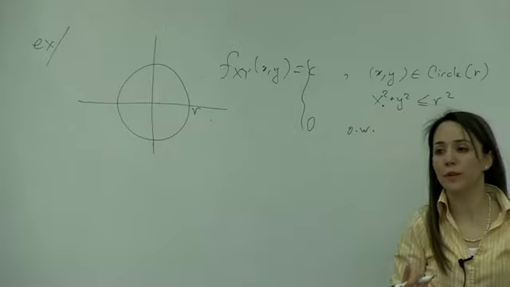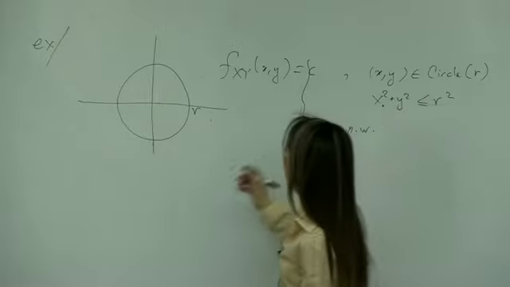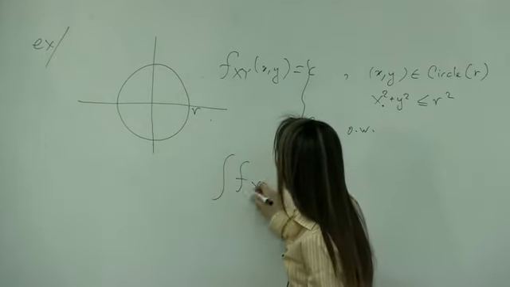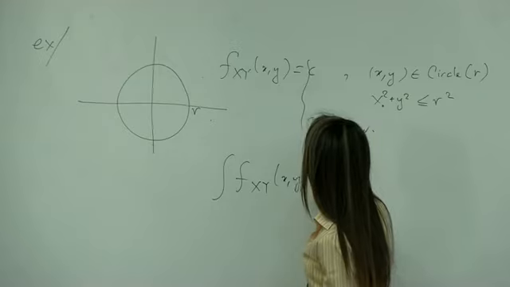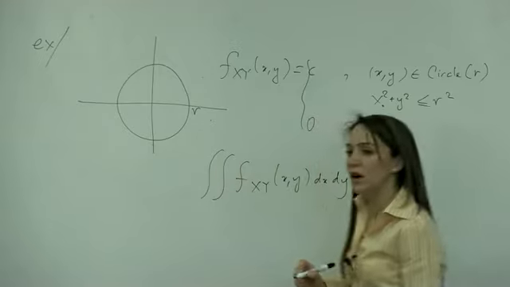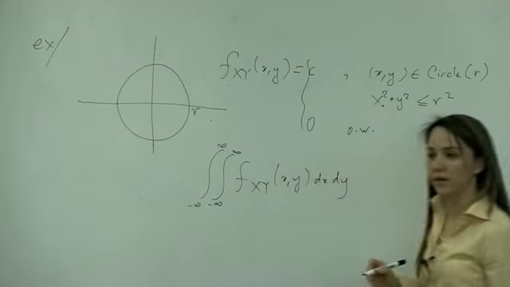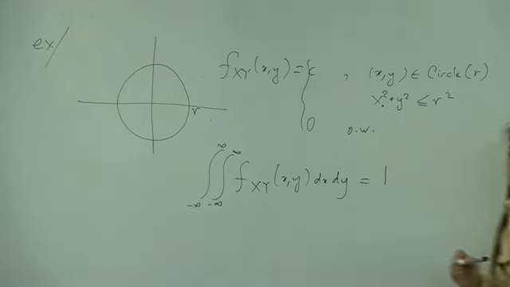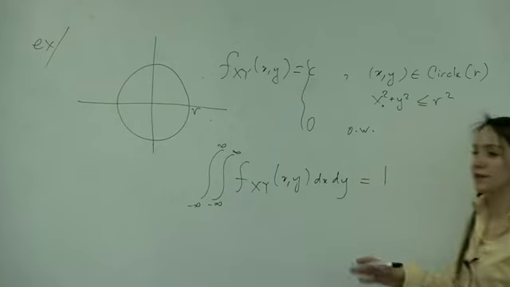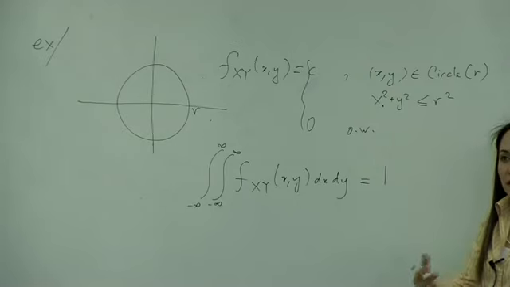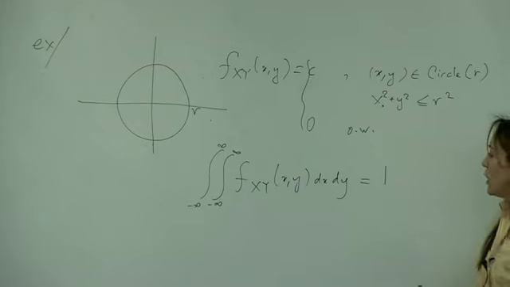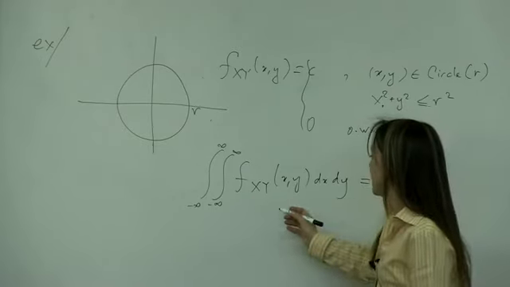Okay. First thing is to determine c. What is c? Well, obviously, the integral of fxy, x, y, dx, dy on the whole real plane has to be equal to 1. Why? Because fxy is a probability density, and this integral gives us the probability that the random variables x and y take values somewhere in R2, the real plane. But that's an event of probability 1.